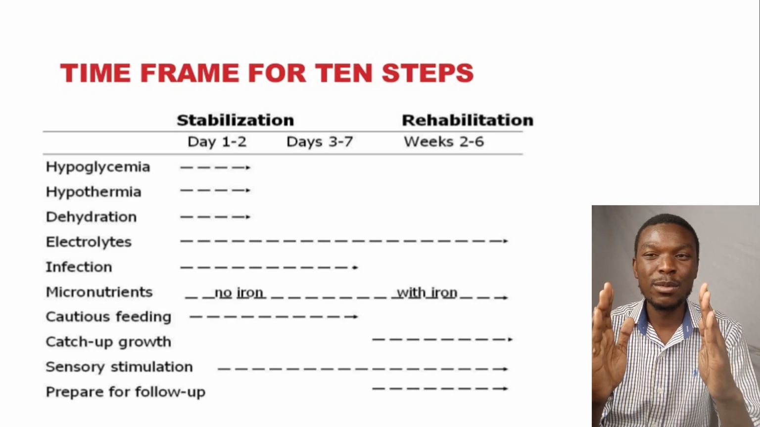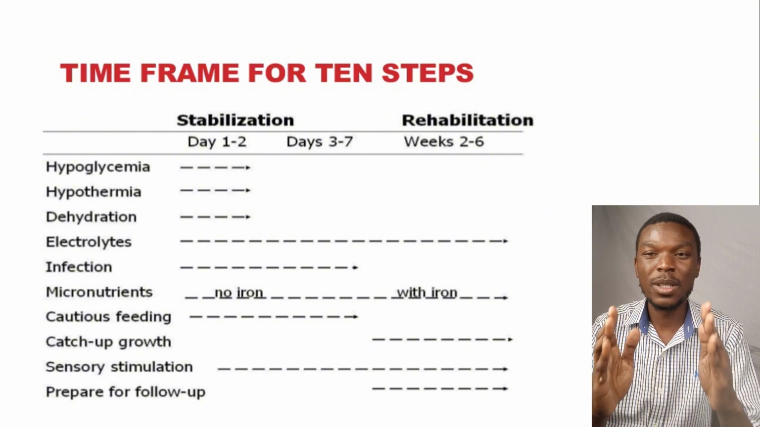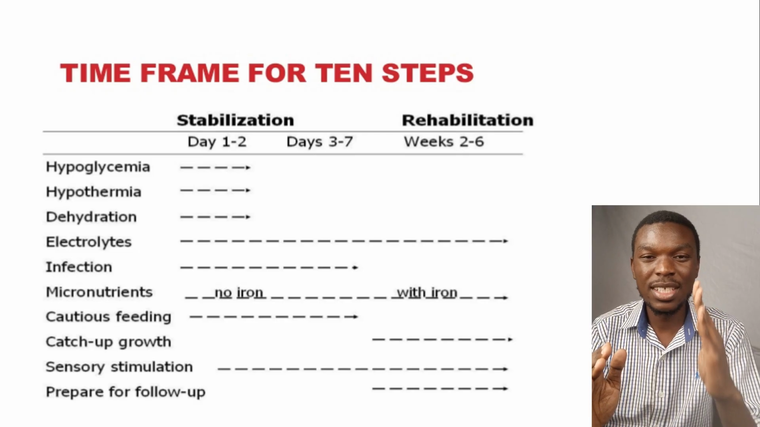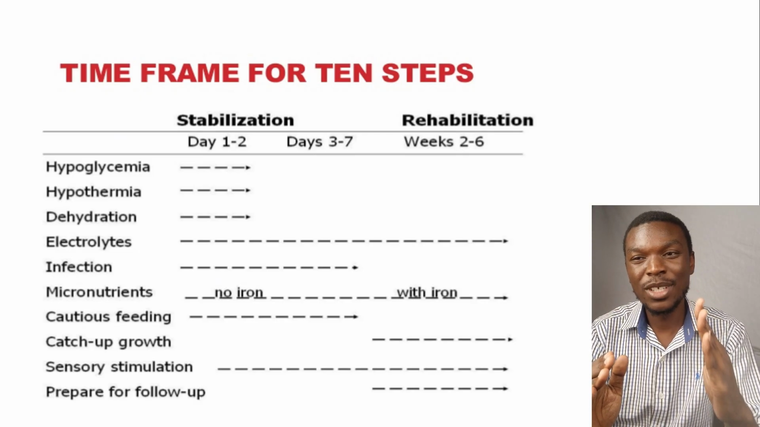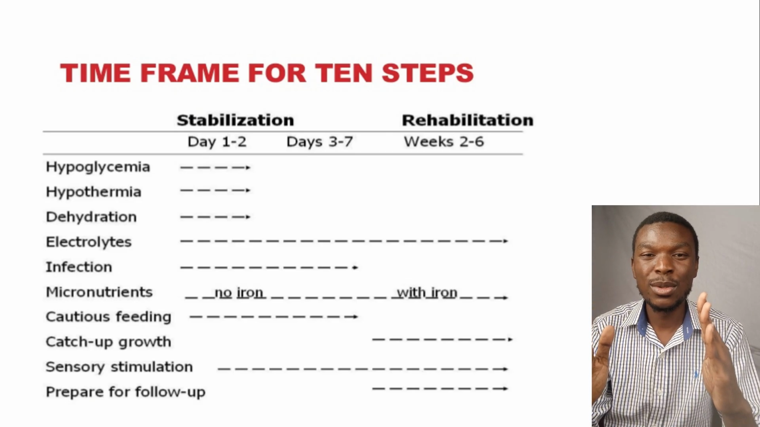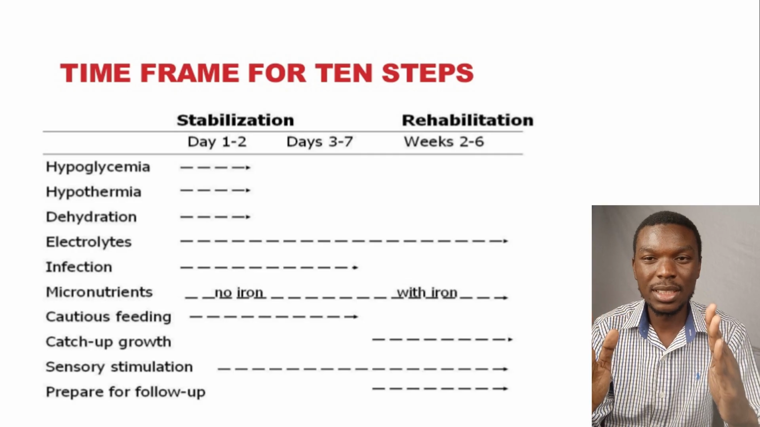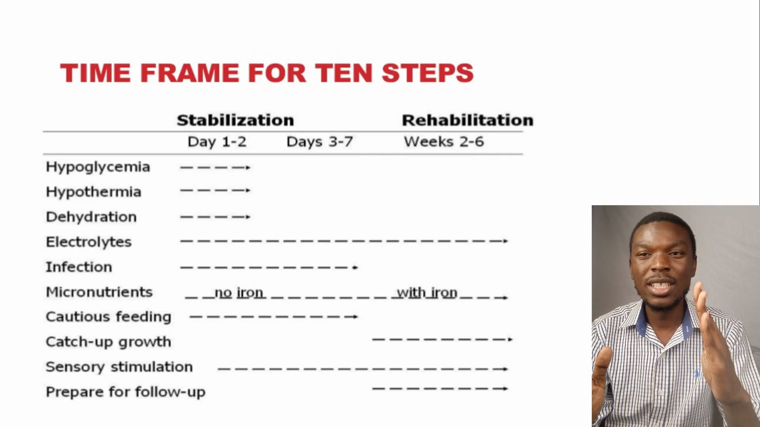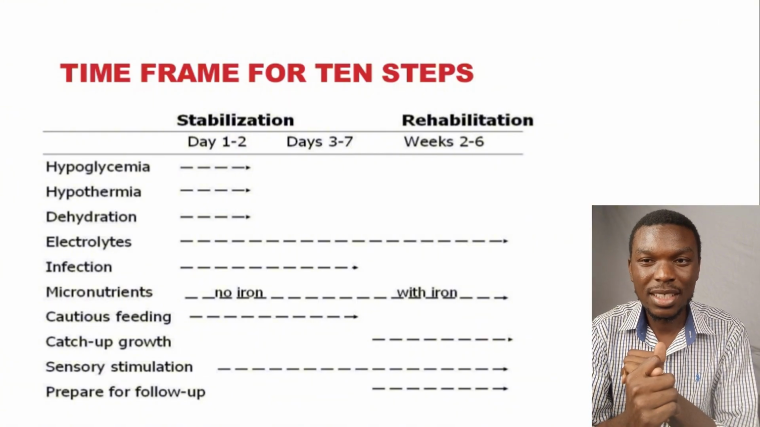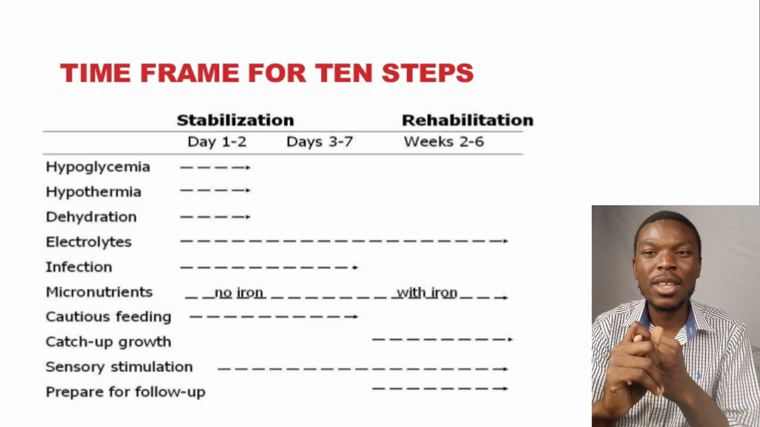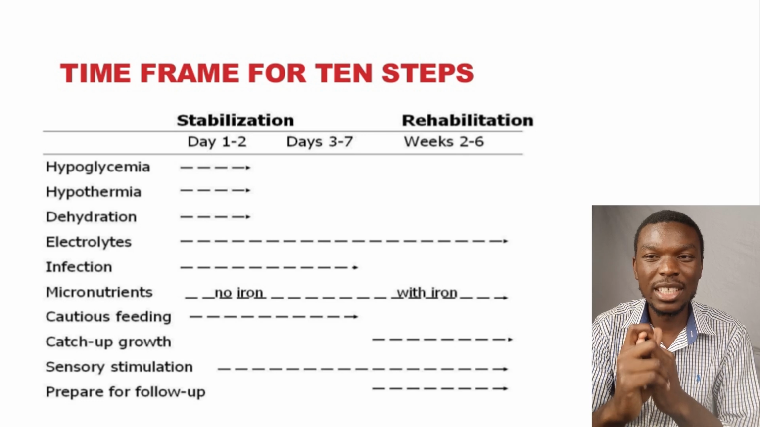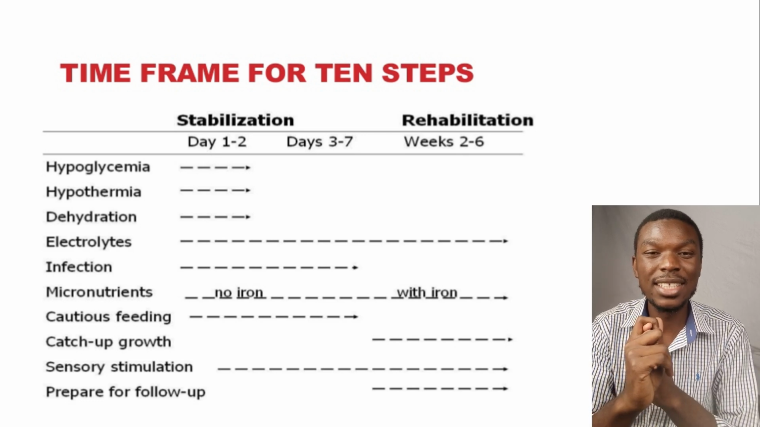Now, there's a time frame which all these steps have to be done. So the table here is showing that from day 1, when you first see and diagnose this patient to have severe acute malnutrition, to week 6, the patient has to recover and you need to discharge this patient. So from day 1 and day 2, we're going to treat hypoglycemia, then hypothermia and dehydration. So in the first 2 days, we need to make sure we correct these 3.